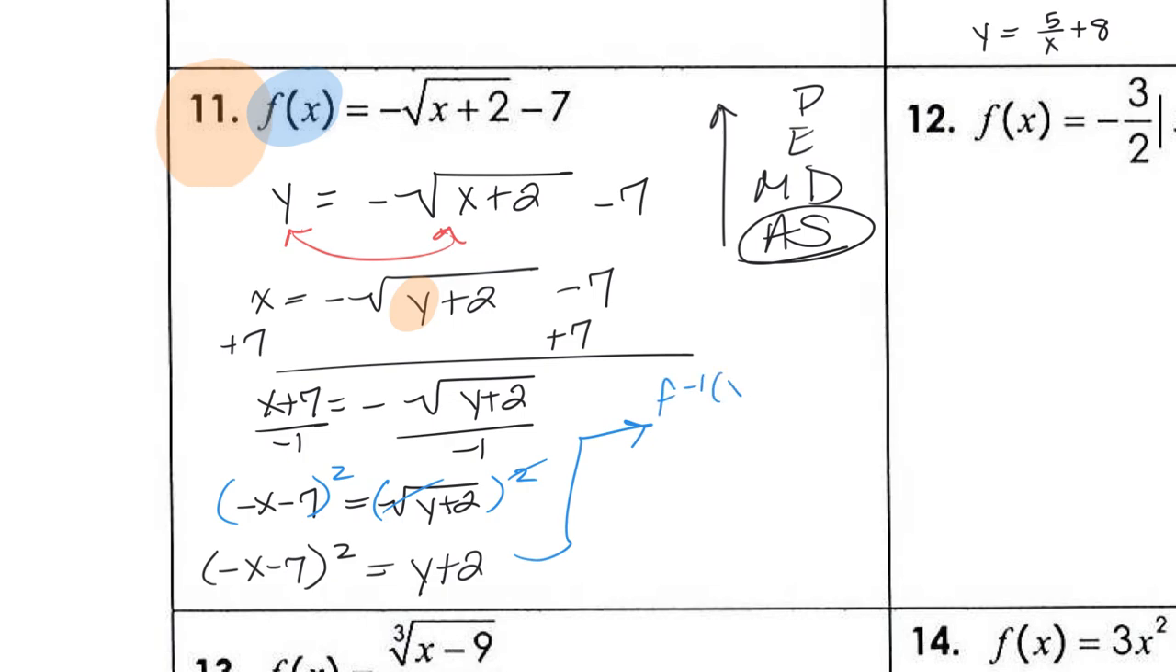So my inverse is negative x minus 7 squared minus 2. It's a little bit longer, a little bit messy, but it kind of introduces that idea of a radical symbol. If I had a cube root, I would cancel it out with a cube. But most of the times you're only going to see squares and cubes. Okay.